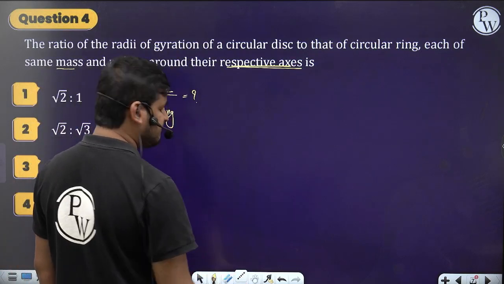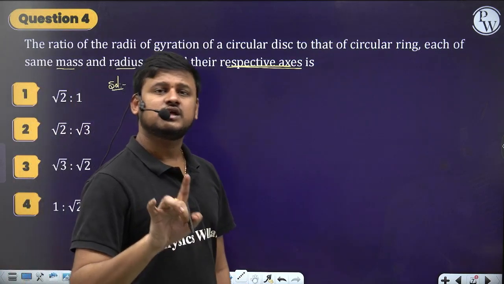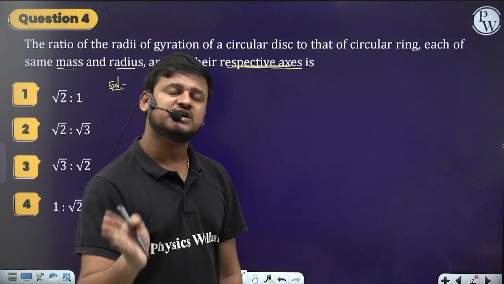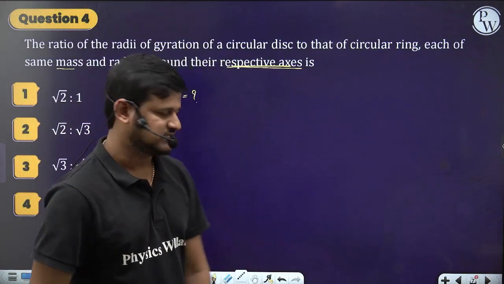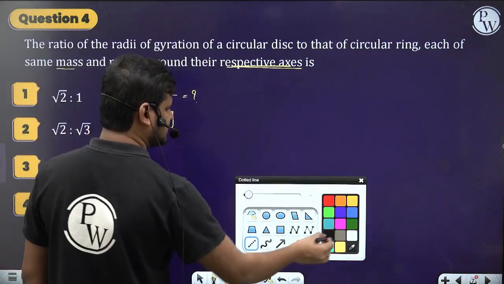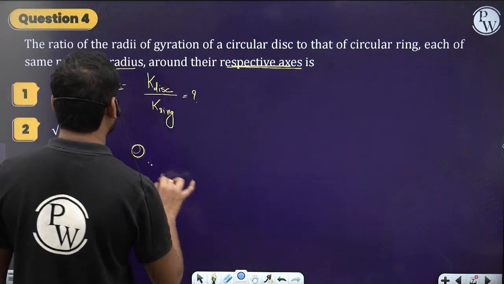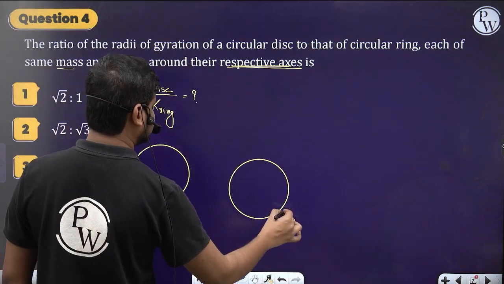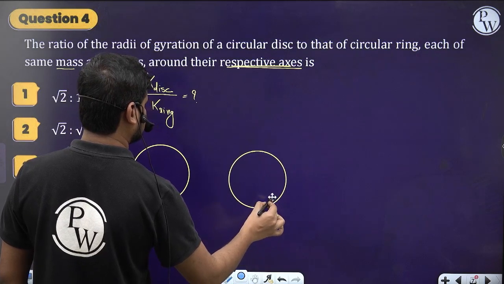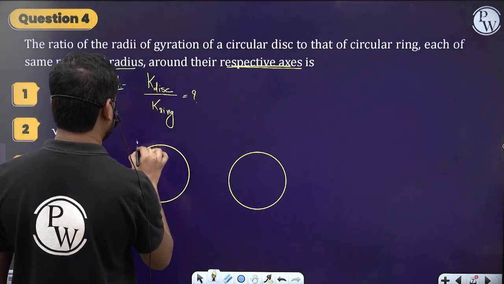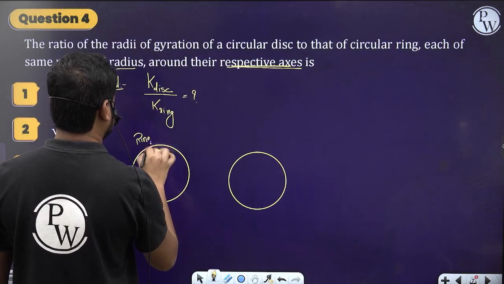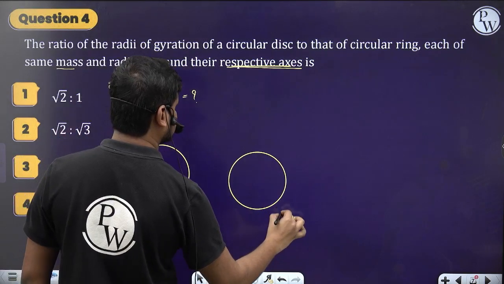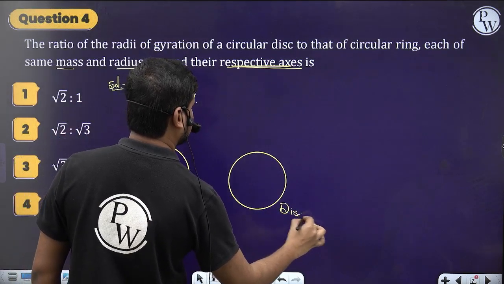If you take the ring about its perpendicular axis, for the disc also you should take the perpendicular axis. So let me draw the diagrams first. Consider this is the ring and then this is the disc.